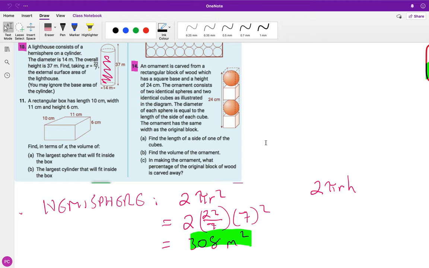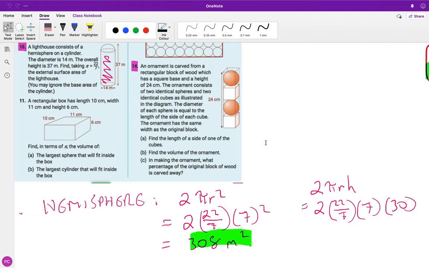Which is 2 times, they told us, 22 over 7, by the radius, same as the hemisphere. 2 pi, radius is 7, and the height they gave us in the question was 37, wasn't it? No, not 37. Be careful. What's the height of the cylinder? Big mistake, because we're only taking into account the cylinder. We have to take away the radius of the hemisphere as well. So it's going to be 37 minus 7, which is 30.